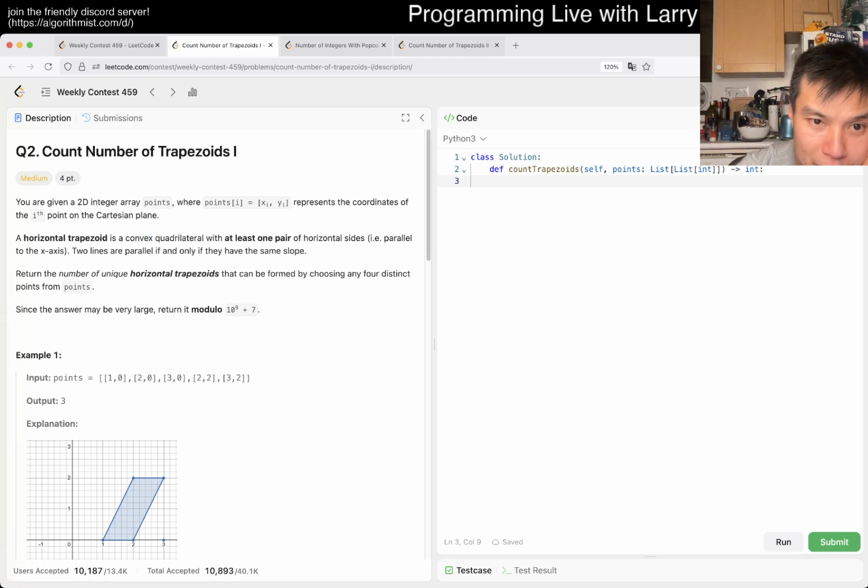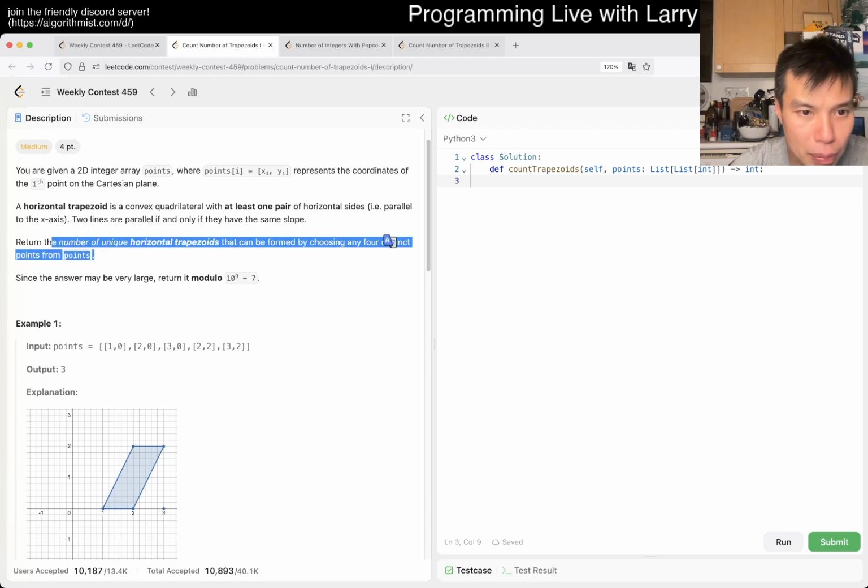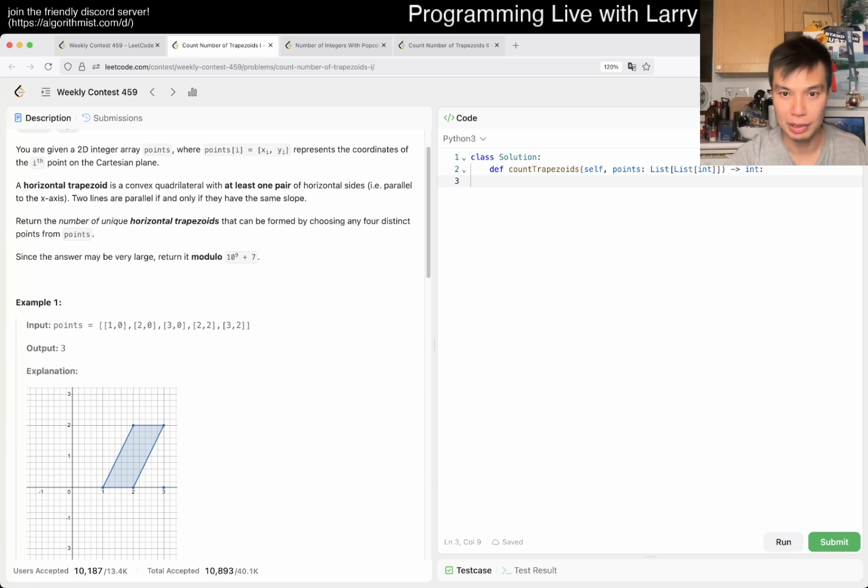At least one pair of horizontal. Okay. Lines are parallel. They have the same slope. Number of unique trapezoids that we form by choosing any distinct number of points. Huh, that's a mod thing, so let's do mod.